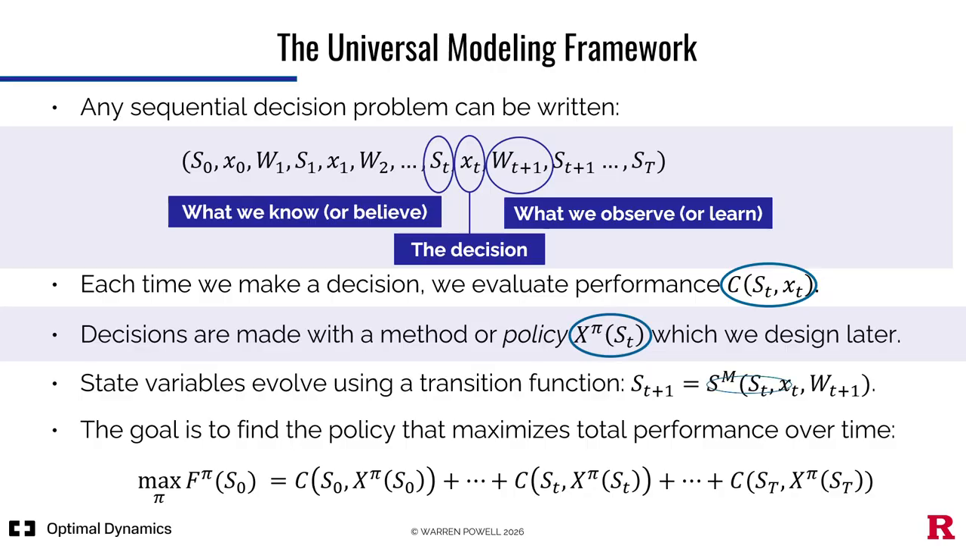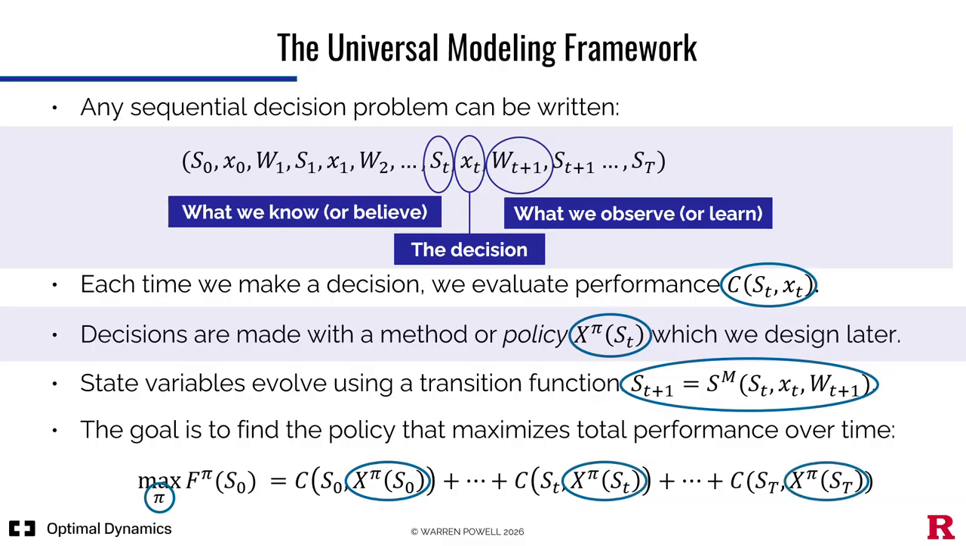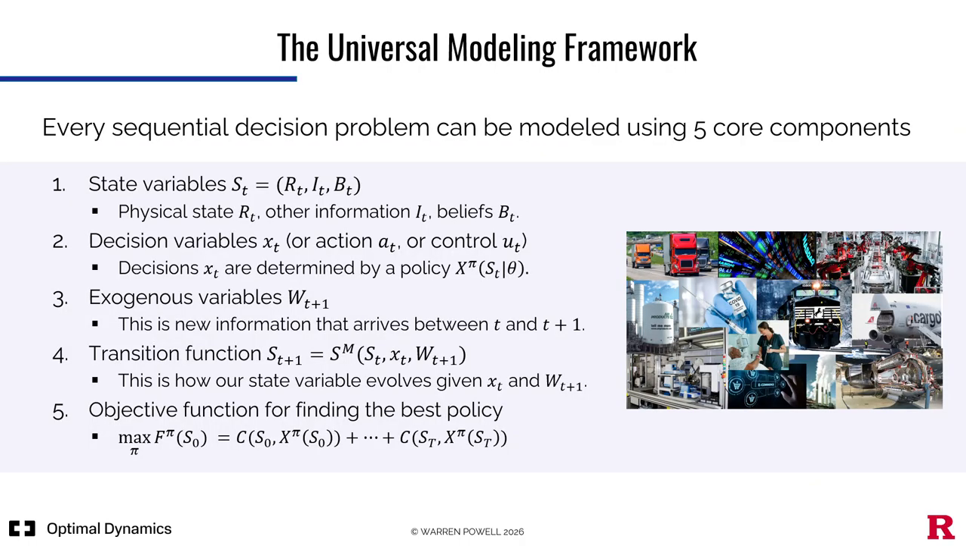Now, state variables. Tell me what you know at time t, tell me the decision, give me the exogenous information. The transition function is what then says, and here's the updated state. Now, this can be a whole set of equations, or it can just be observed in the field. Now, ultimately, I do want to come up with the best policy. That is evaluated by how it works over time as the new information is coming in.